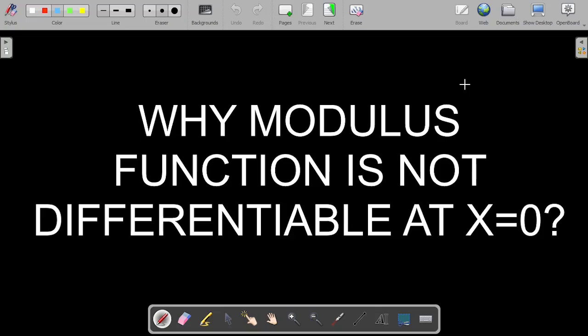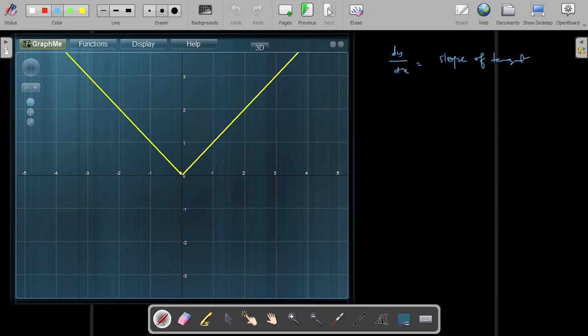Hello everyone. In this video, I am explaining why the modulus function is not differentiable at x equal to 0. First, let us see the graph of the modulus function. This is the graph of the modulus function. At x equal to 0, we have to show that it is not differentiable.